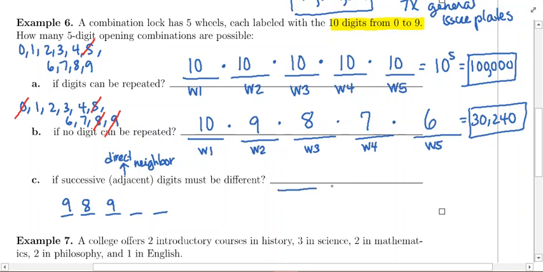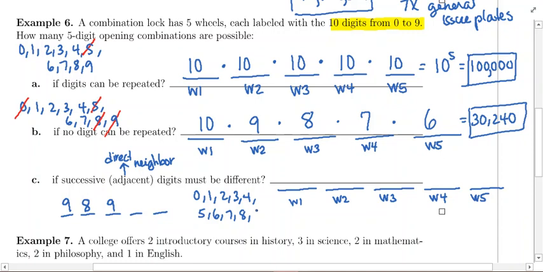So again, to figure this out, you want your 5 blanks, 1 blank per wheel. So we've got wheel 1, wheel 2, wheel 3, wheel 4, and wheel 5. Again, we are choosing from our 10 digits, 0, 1, 2, 3, 4, 5, 6, 7, 8, and 9. So for wheel number 1, you can pick anything out of the 10 digits. So there are 10 choices for the number in the first position.